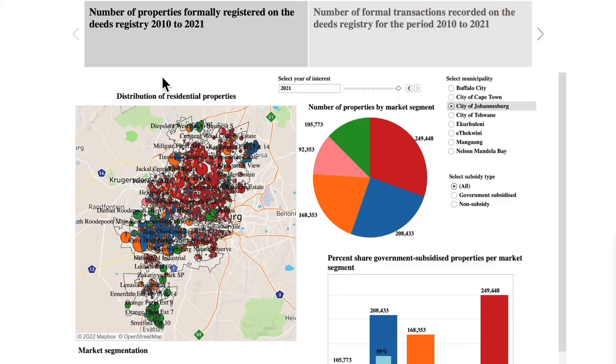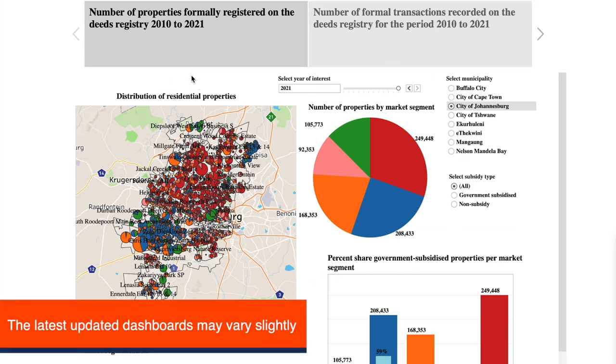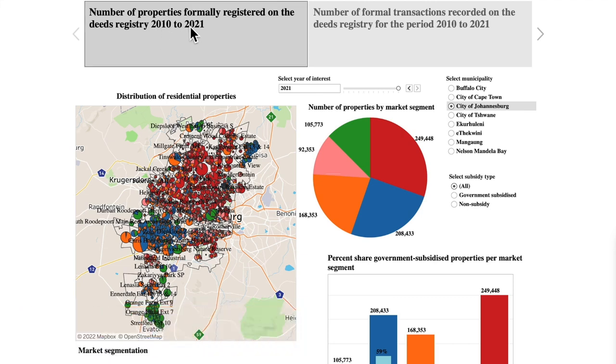I'll be taking you through our Citymark dashboard, and this is a dashboard that looks at the overview of housing stock and transactions in South Africa's 8 metros over the years 2010 to 2021. So what this dashboard does is it gives an overview of the housing stock and transactions by metro from the years 2010 to 2021. And if you go to the top of the dashboard, you will see two tabs there. The first tab is on the stock, which is the number of properties, and the second tab is the transactions, which is the number of transactions that are happening.